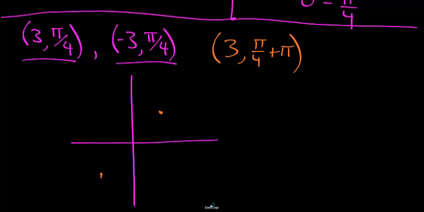Now, what do you think about this? Let's look at another one. What do you think about theta equals pi over 6? What would that be in rectangular coordinates? What kind of shape is it? Yeah, it's a line, and instead of the angle being pi over 4, it's pi over 6.